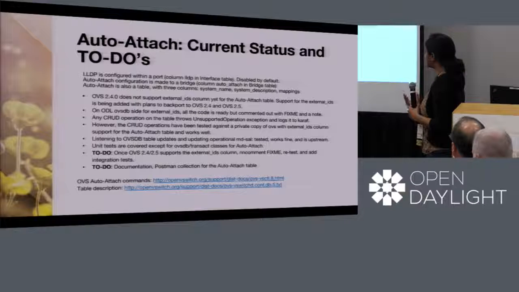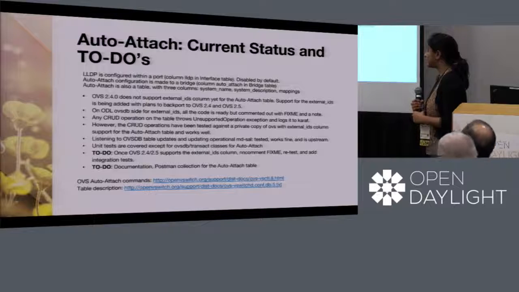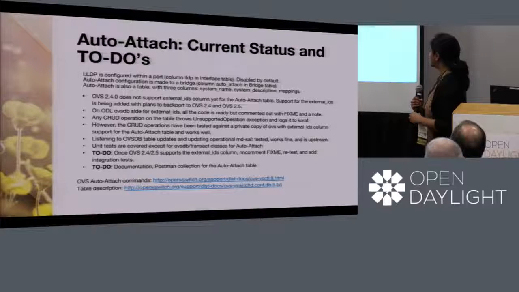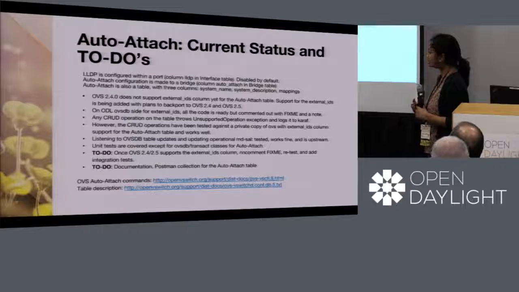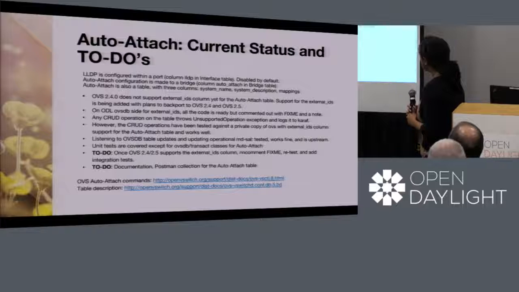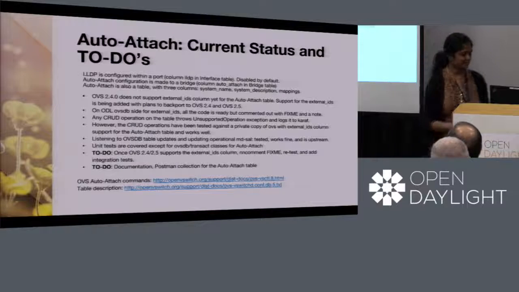The to-do items are, once OVS supports the external IDs column for the auto attach table, rework the code in OVSDB to be able to configure it, and of course integration tests and some unit tests are remaining, along with documentation and the postman collection. That's it. Thanks.